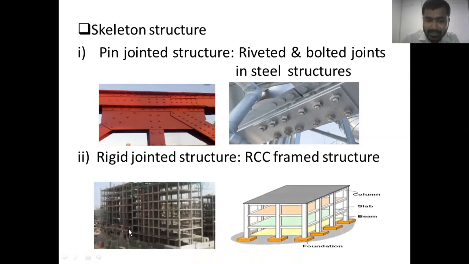Fine. What are the basic components of rigid jointed structures we have? We have columns, slabs, beams, and foundations. Now let us come to more classifications of your skeleton structure. If you go with more classifications of skeleton structures, it is again divided into two types. We have a 2D frame and we have a 3D frame.